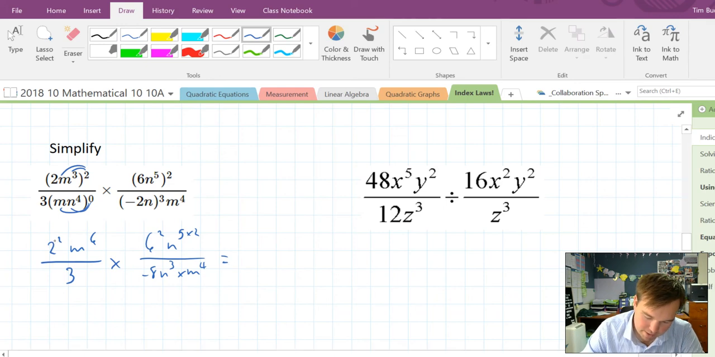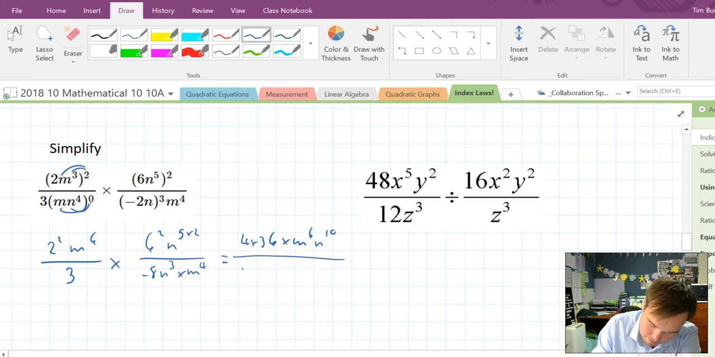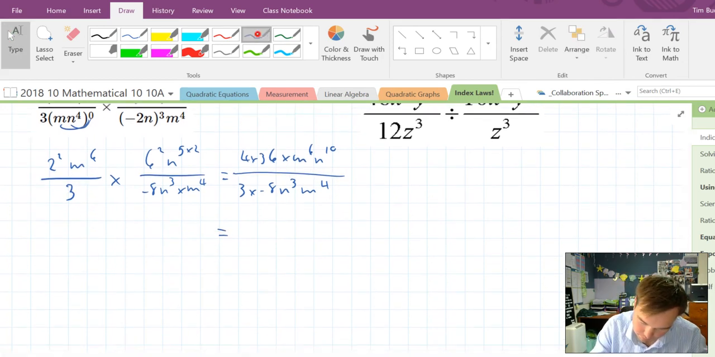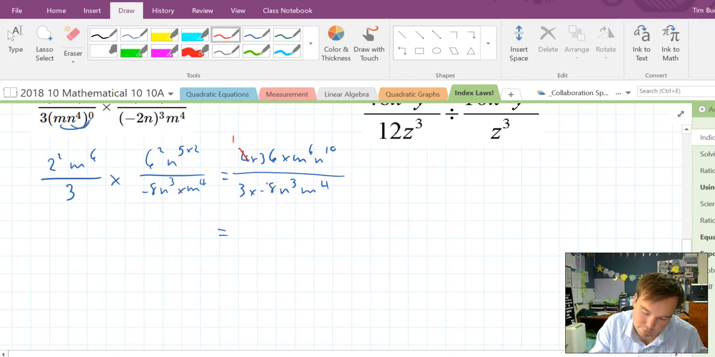is 4 times 36. I might just write that as 4 times 36, and hopefully we can simplify that, times m to the 6, n to the 10. And then the bottom together is 3 times negative 8, n to the 3, m to the 4. Alright, now we think about how to cancel things down, looking for common factors. So for example here, I can take a 4 out and replace it with a 1, and I'm taking a 4 out of there and replacing it with minus 2.